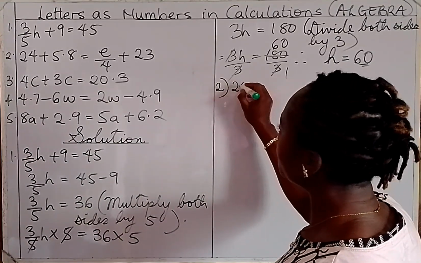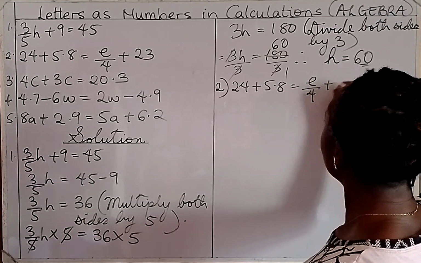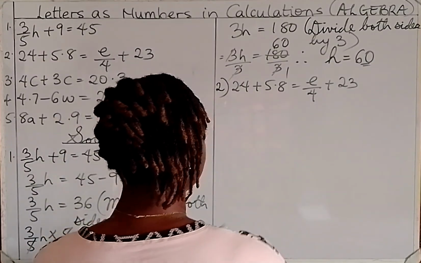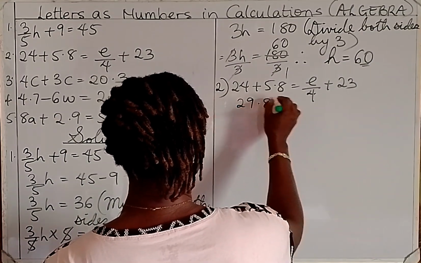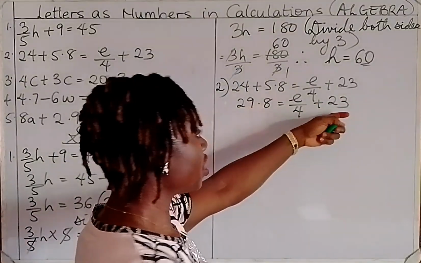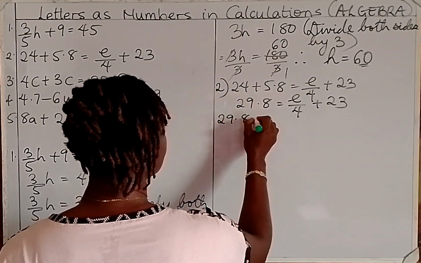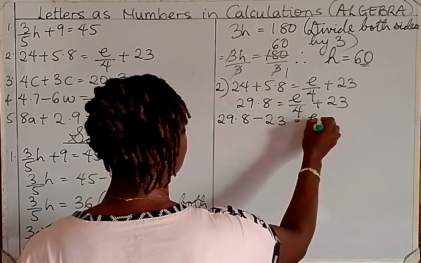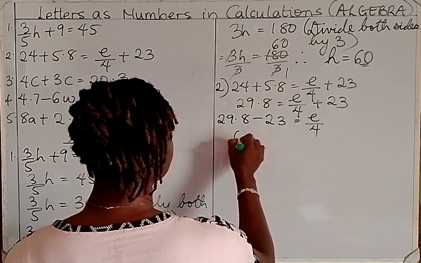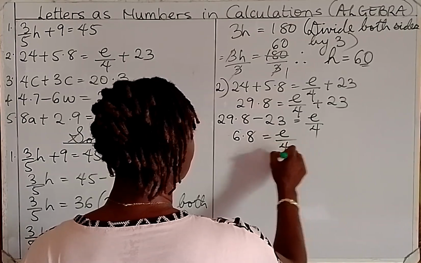Question 2. 24 plus 5.8 equals e over 4 plus 23. Now, 24 plus 5.8 equals 29.8 equals what? E over 4 plus 23. Then we have to bring plus 23 to the other side, and this becomes 29.8 minus 23 equals e over 4. 29.8 minus 23 is what? This is 6.8. Yes, equals e over 4.